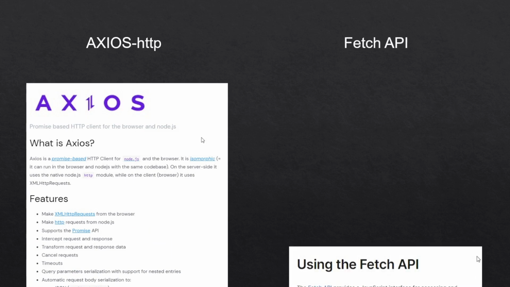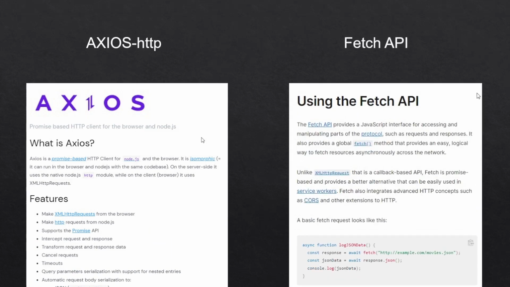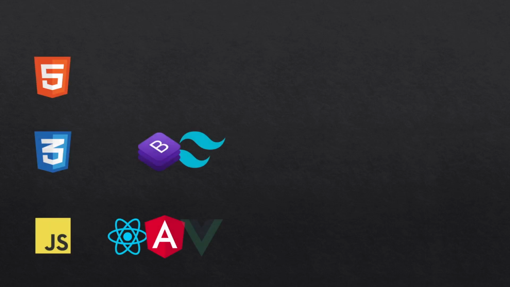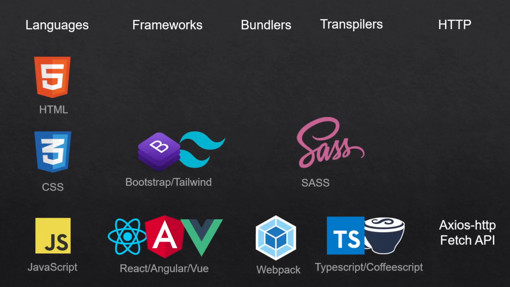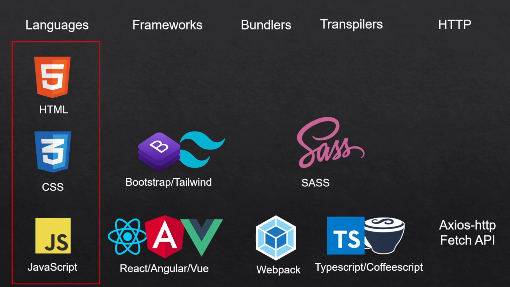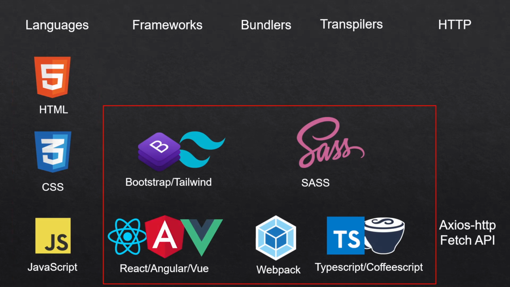Over the years, we have improved on XMLHttpRequest, and these days we use tools like Axios or Fetch to send messages to the backend. Alright, so these are all the technologies we need to build a frontend. You may notice that it's really just HTML, CSS, and JavaScript. The other technologies make CSS and JavaScript easier to work with.